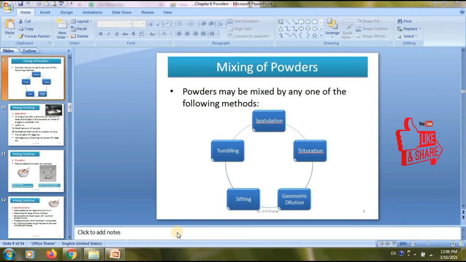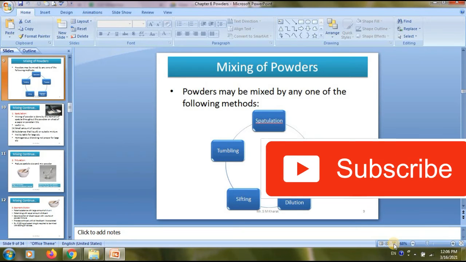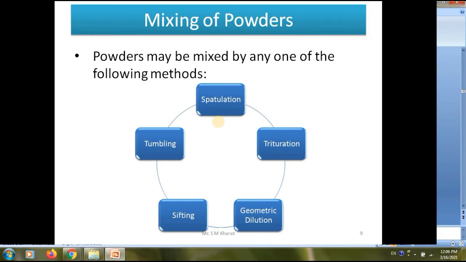Okay, so we have started with this point, that is mixing of powder. How can we mix a powder, and what are the techniques for the mixing of powder? If you see, there are 5 methods of mixing of powder. First, powders can be mixed by spatulation, second trituration, third geometric dilution, sifting and tumbling.